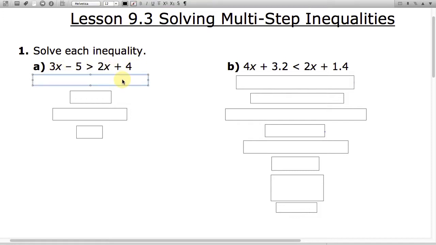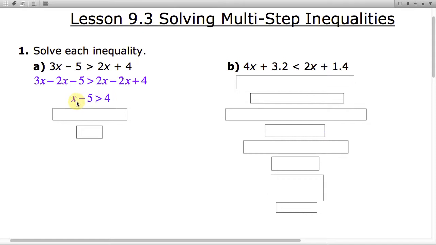So since there are no fractions, no decimals, no brackets, no simplifying to do, all we have to do with the first one is move the variable terms to one side. So I've decided to move them to the left. So I've taken this 2x and subtracted it from the left. I'm going to subtract it as well from the right. I end up with a single x on the left. And now the minus 5, I'd like for it to go to the right. So I'm going to add 5 to this side to get rid of it from the left. And I add 5 to the other side. 4 plus 5 is 9. And that's the solution to the inequality.